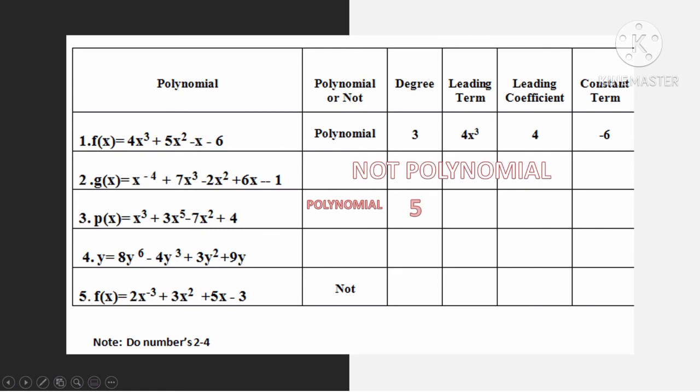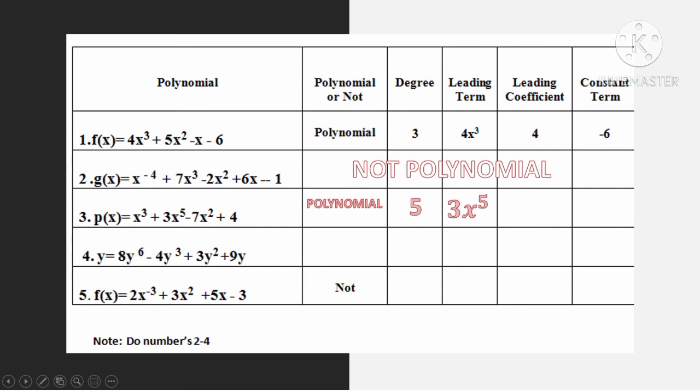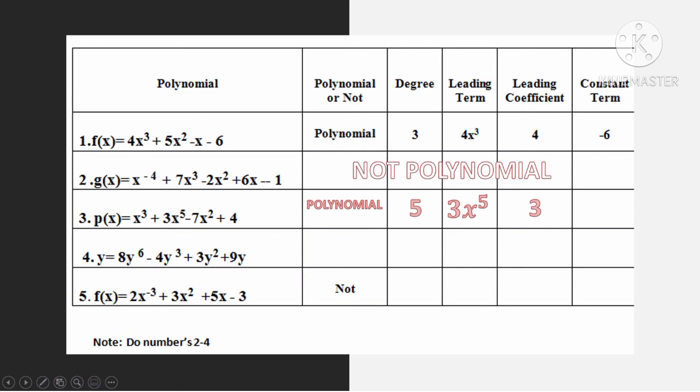The leading term is 3x to the power of 5, which contains the leading coefficient, which is 3. And lastly, the constant term is 4. So try number 4. y is equal to 8y to the power of 6 minus 4y cubed plus 3y squared plus 9y.